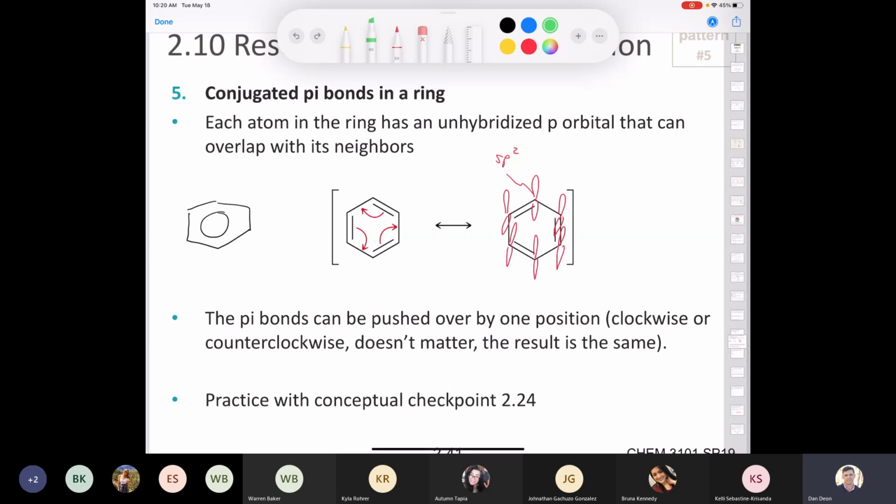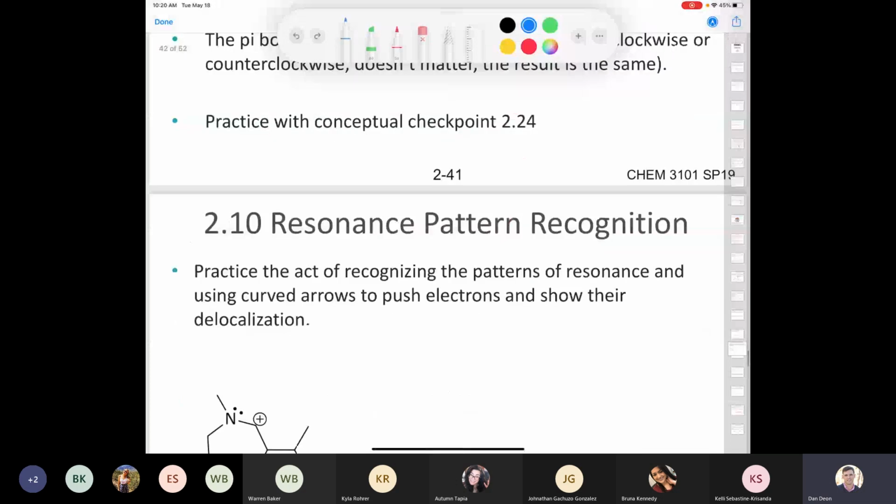Also, you see how the arrows here are going in a counterclockwise fashion. You could draw them clockwise or counterclockwise. It wouldn't matter. You'd get the same result no matter what.